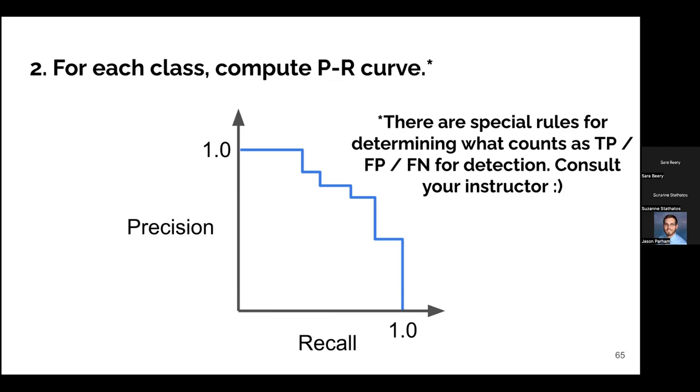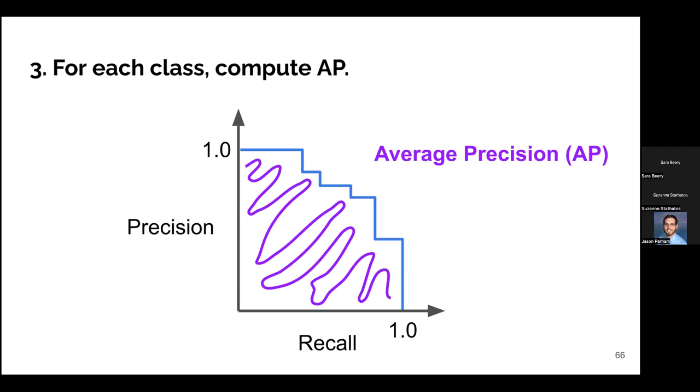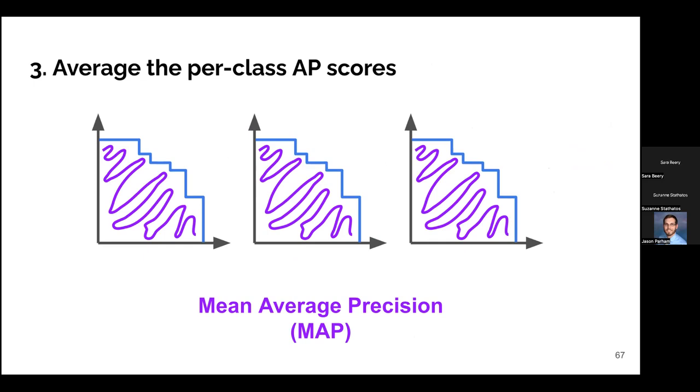And like before, you run into the same problem where the vast majority of your data set is imbalanced, and you have 99% white-tailed deer and 1% the thing you care about. And so then you can summarize this curve by taking the area under the curve, average precision. And then to handle the imbalance problem, you compute the average precision for each class independently, and then you average them together. And this is the mean average precision that you'll see in a lot of detection papers.